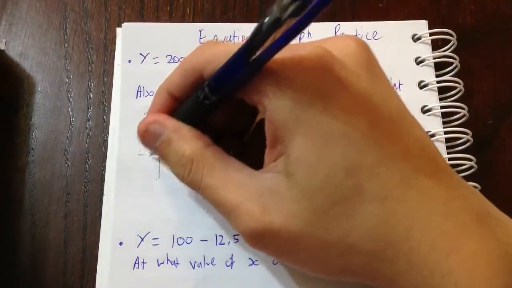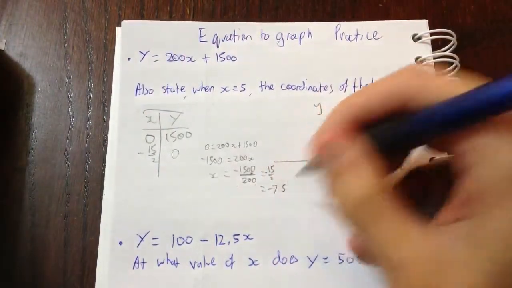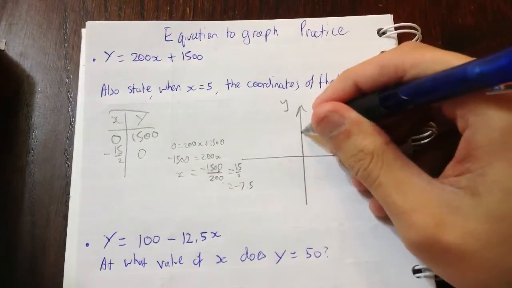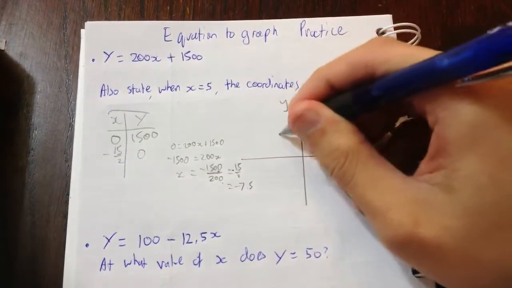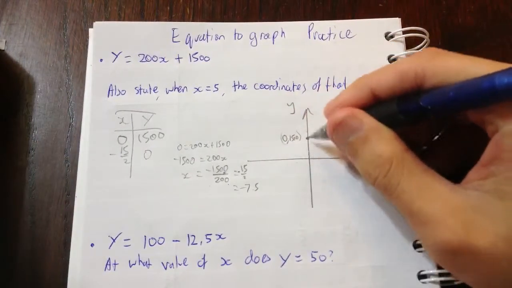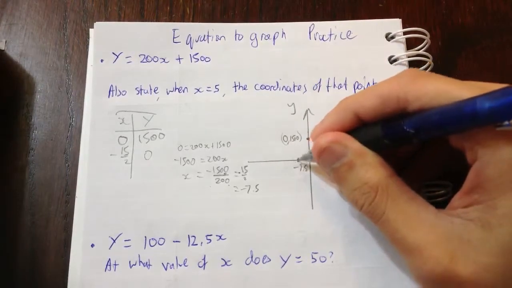So minus 15 on 2, and for those of you who are interested, that's about minus 7.5. So we can do it like this. This would be 1500: 0, 1500. And I know, it doesn't have to be the same scale. And let's make this minus 7.5. Okay?